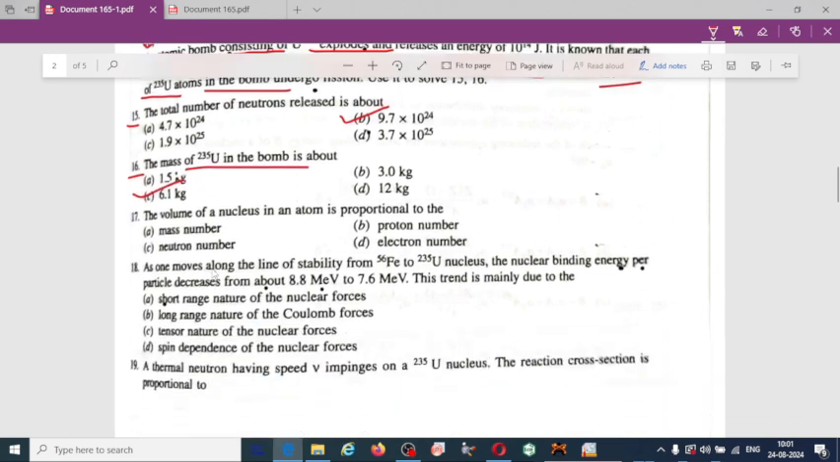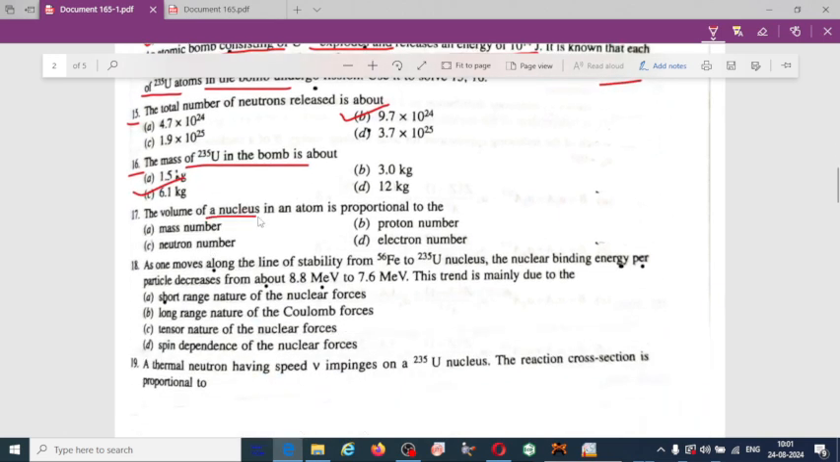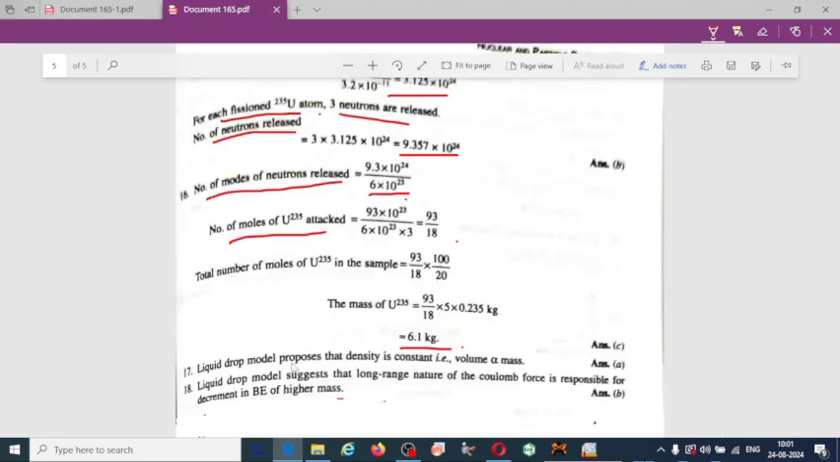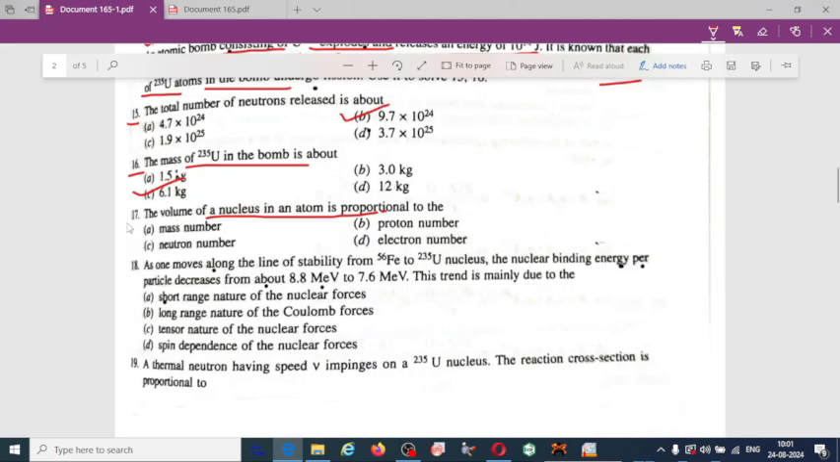Option C is correct. Volume of a nucleus in an atom is proportional to the. So always the volume dependent on mass. So liquid drop model propose that density is constant. That means volume is directly proportional to mass. Option A is correct here.